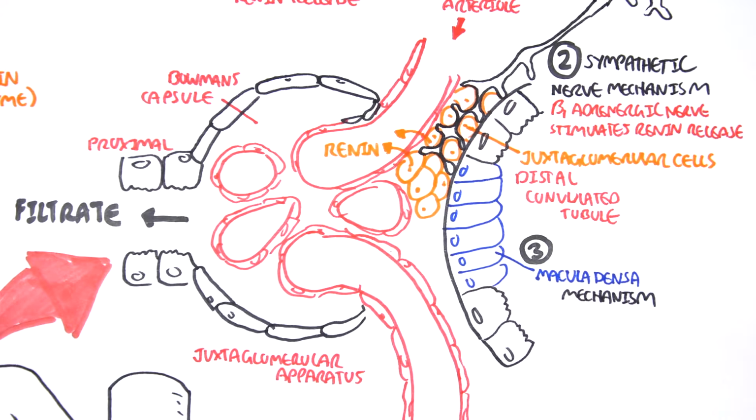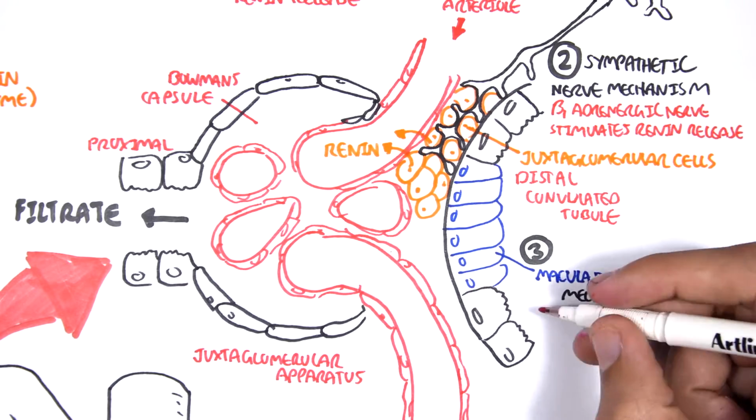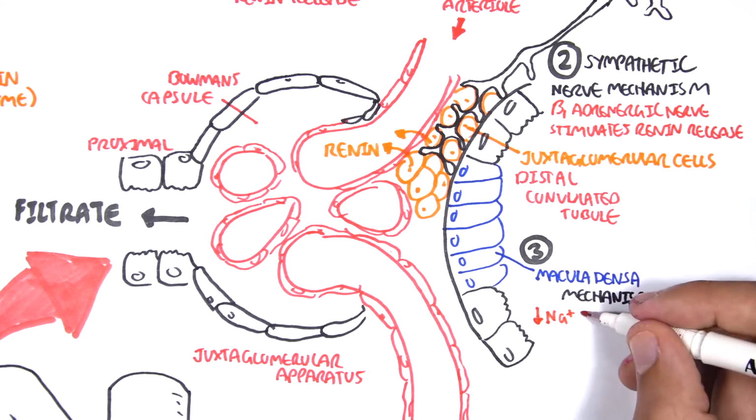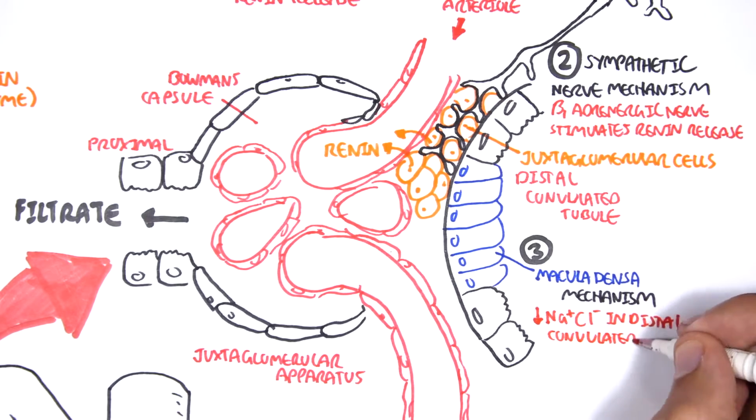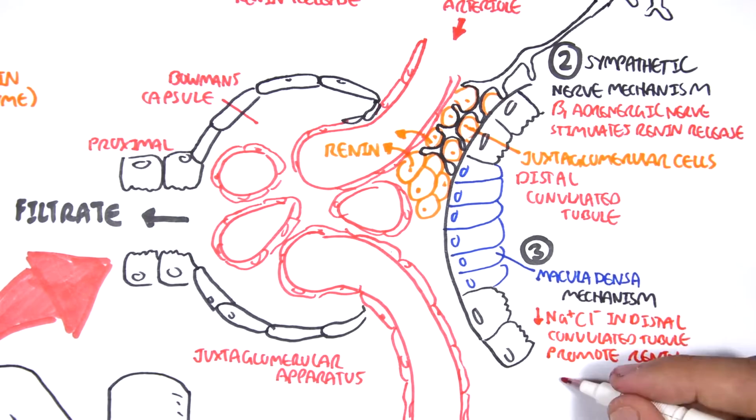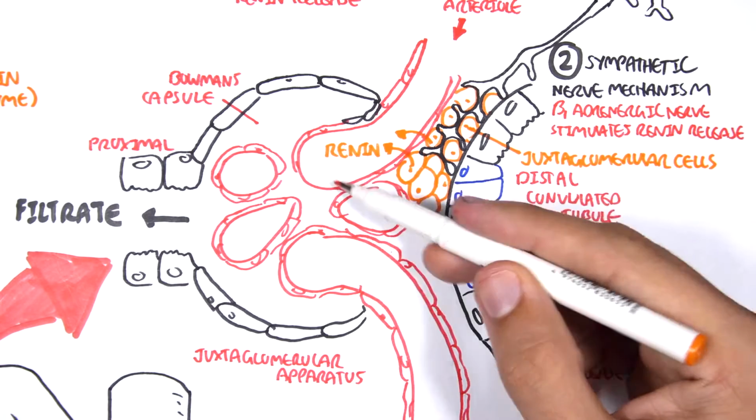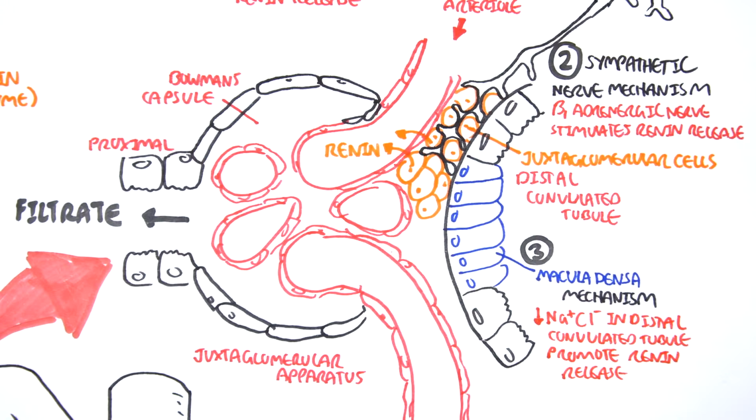And macula densas are sort of chemoreceptors that detect how much sodium chloride are passing through the distal convoluted tubules. And so if there's a decrease in sodium chloride in the distal convoluted tubules, these macula densa cells will stimulate the juxtaglomerular cells to produce renin. But it's also the same case if there's an increase in sodium chloride. If there's an increase in sodium chloride, this will tell the juxtaglomerular cells to stop producing renin. And similarly with the baroreceptor.